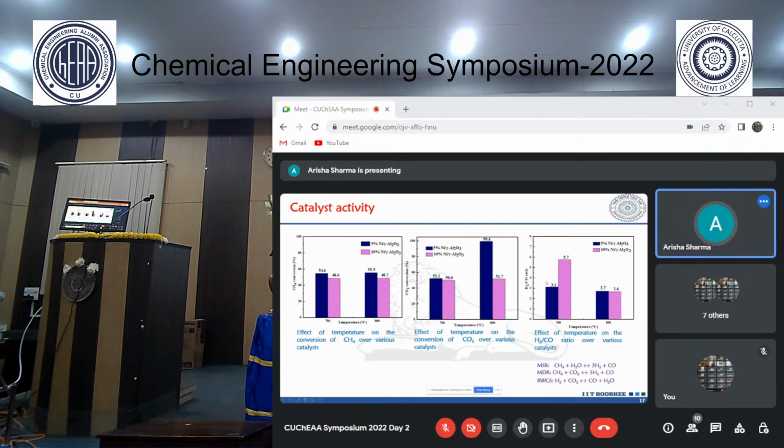On the other hand, for the H2 by CO ratio, with the increase in temperature, the H2 by CO ratio is decreasing. This is because the H2 by CO ratio mainly depends upon the conversion of H2O, CO2 and the reverse water gas shift reaction. And at high temperature, all these reactions are predominant. So what is happening at high temperature is that the produced hydrogen is getting utilized. It is reacting with the carbon dioxide to produce carbon monoxide. So our H2 by CO ratio is decreasing.